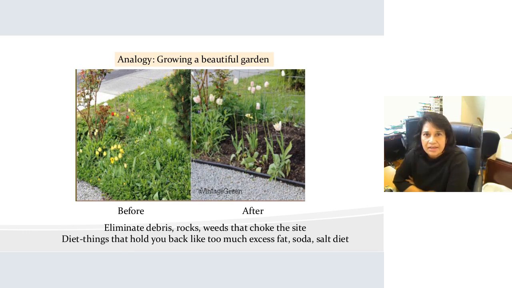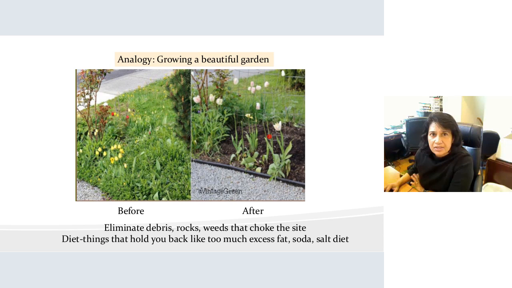So think about your diet in the form of an analogy to growing a beautiful garden. You want the foods in your life that will allow you to be healthy, to have a balanced lifestyle, and to promote energy. So before you can have a healthy garden or a healthy diet, you have to clear away the debris, the rocks, and the weeds. And you have to clear away the things that are holding you back, such as the fats, the soda, the salty diet, the processed foods, in order to give yourself the ability to see the beautiful garden that's in there.